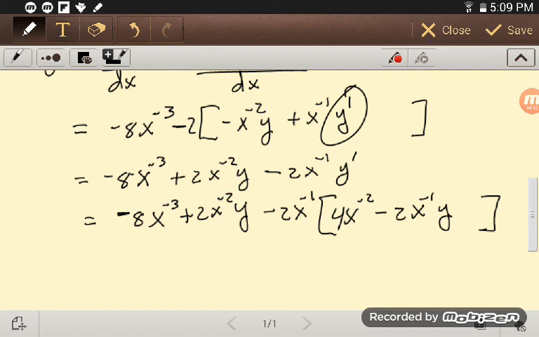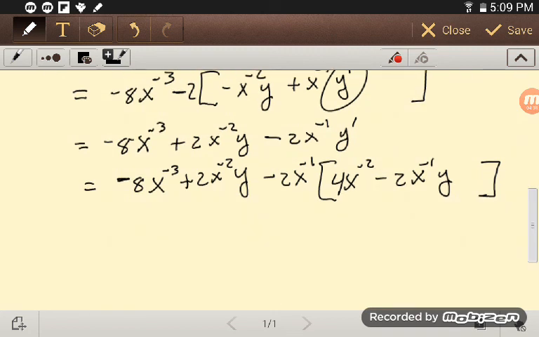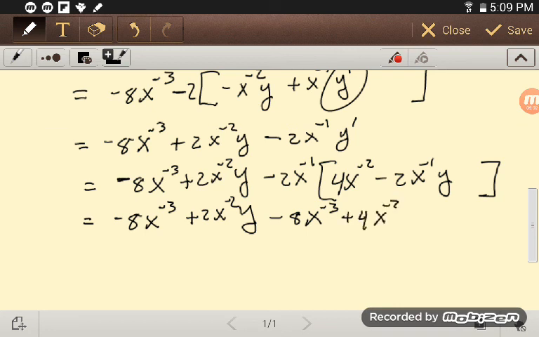Now, we can simplify things a bit, and I notice that we will be able to combine some terms because we have a minus 8x to the negative 3 plus a 2x to the negative 2y. But when I multiply through by the negative 2x to the negative 1, I get here another minus 8x to the negative 3. And this last term is a plus 4x to the negative 2y. So combining all of that, I get minus 16x to the negative 3 plus 6x to the negative 2y.